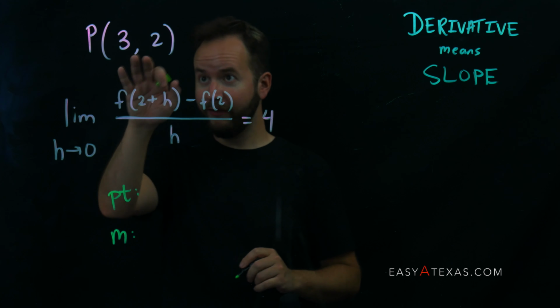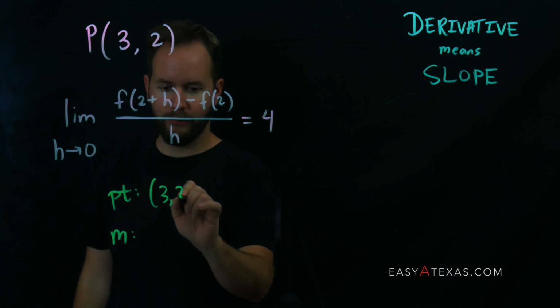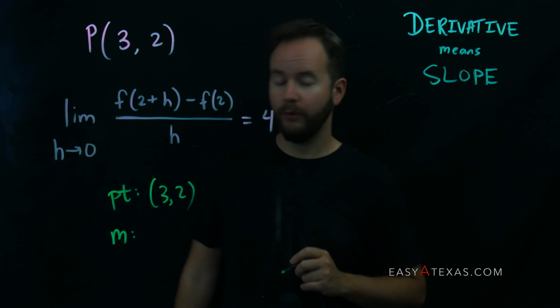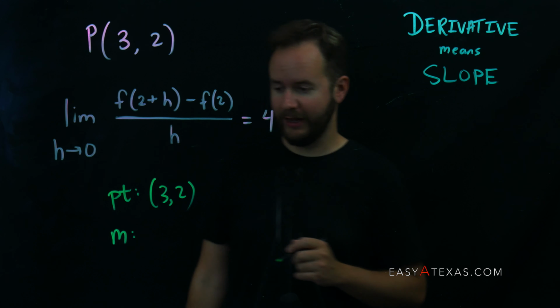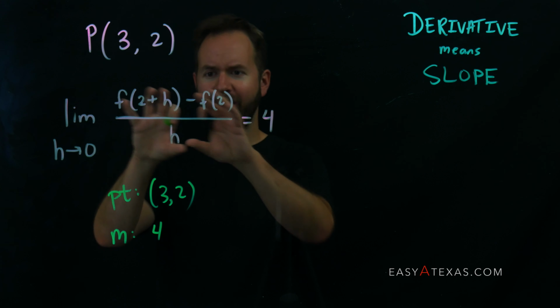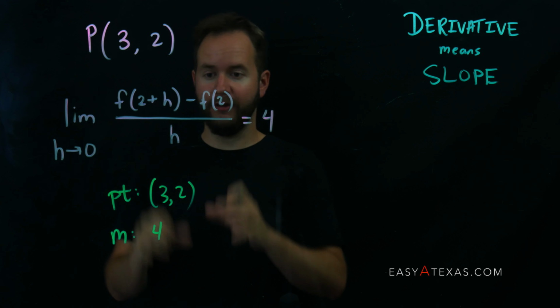Well, guess what? You're given the point. That's already there for us to use. So (3, 2) is our point. What about our slope? Well, our slope happens to be the very last thing we have. That's 4. Now, why is it that this whole stupid limit thing is the derivative, or is the slope?